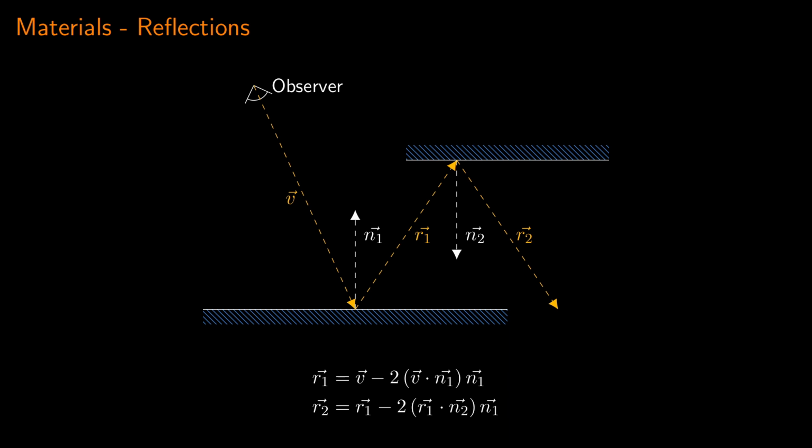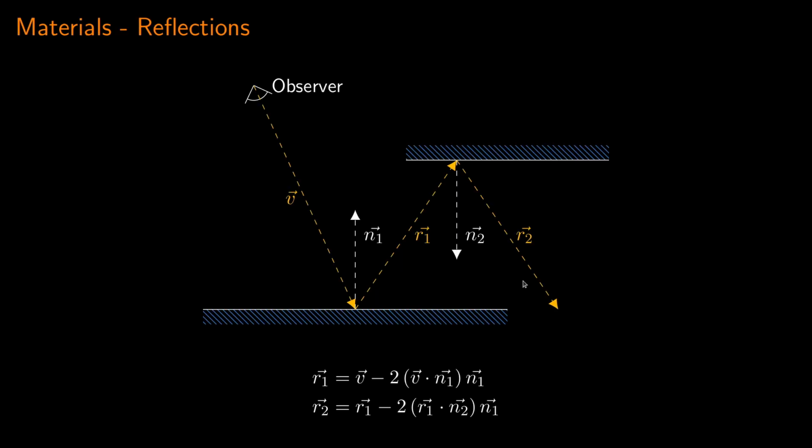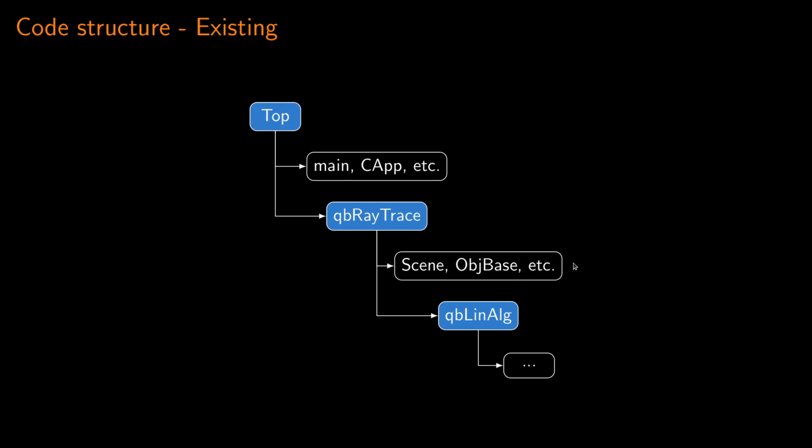To illustrate why I think that's worth doing, let's have a look at a couple of diagrams I made about that now. So this is the code structure that we have now. We have our top level folder, and within that we have main.cpp, capp.h, and capp.cpp, and so on. Within that we have the QB ray trace subfolder that contains the scene, object base, point light, and light base, and all of those things. And then within that we also have the linear algebra library in an additional subfolder with all of its files.